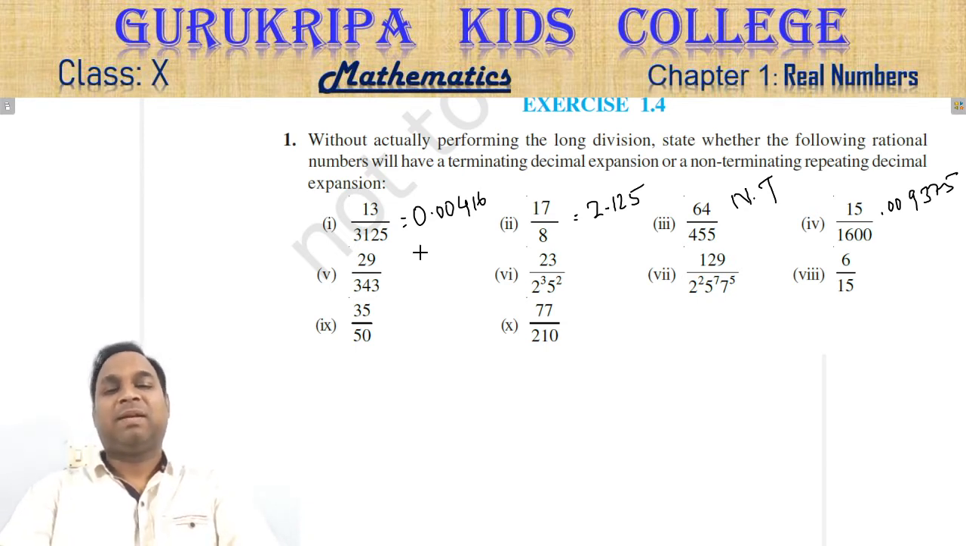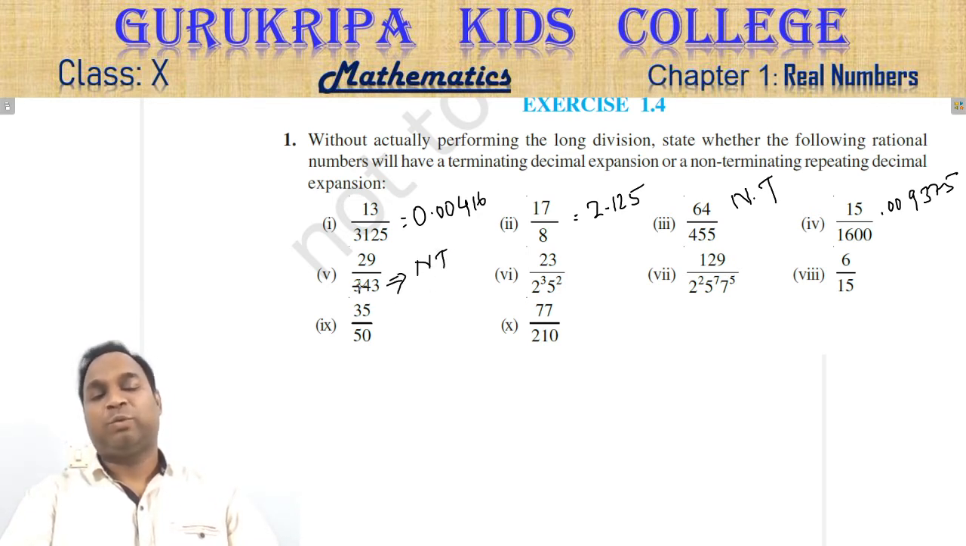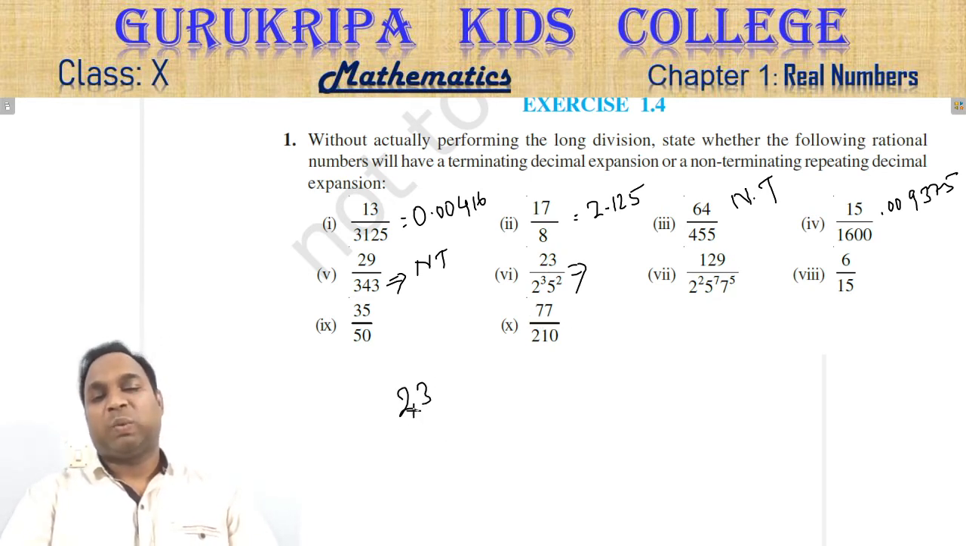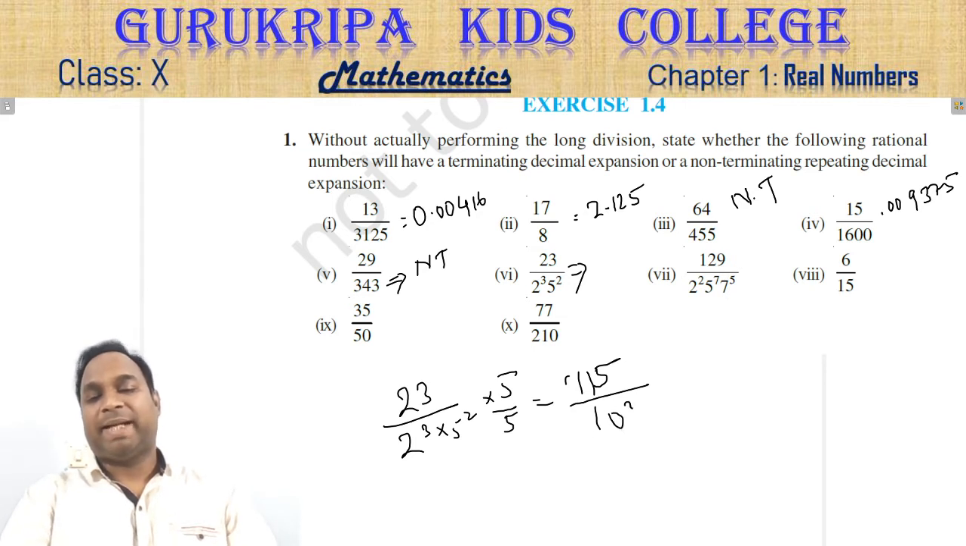Isn't it? 343. This will be non-terminating because the denominator will not have 2's and 5's only. What about this? This will be terminating. How will you convert? 23 divided by 2 cube into 5 square, into 5 divided by 5. That will be 23 into 5, 115 divided by 10 cube. That is 0.115.